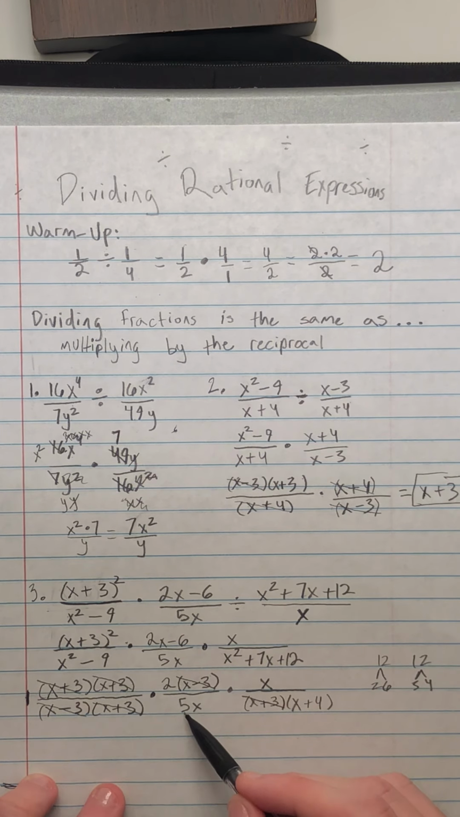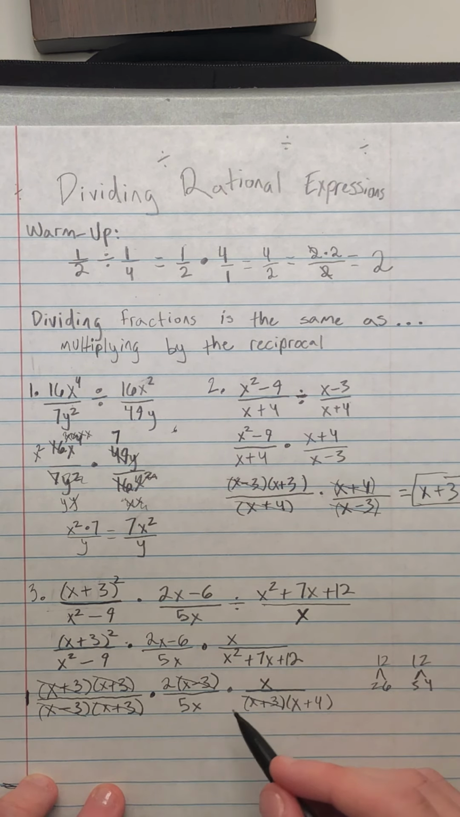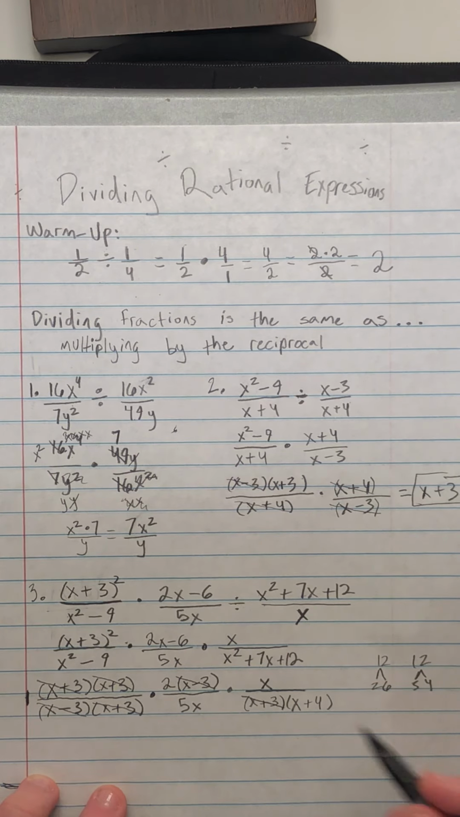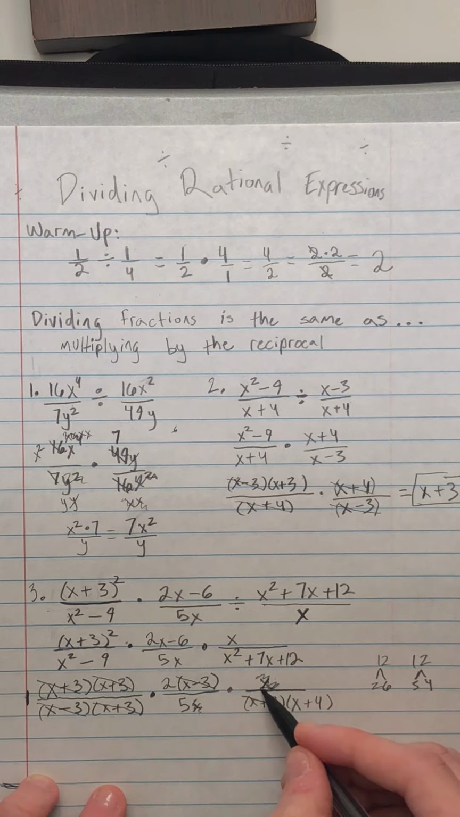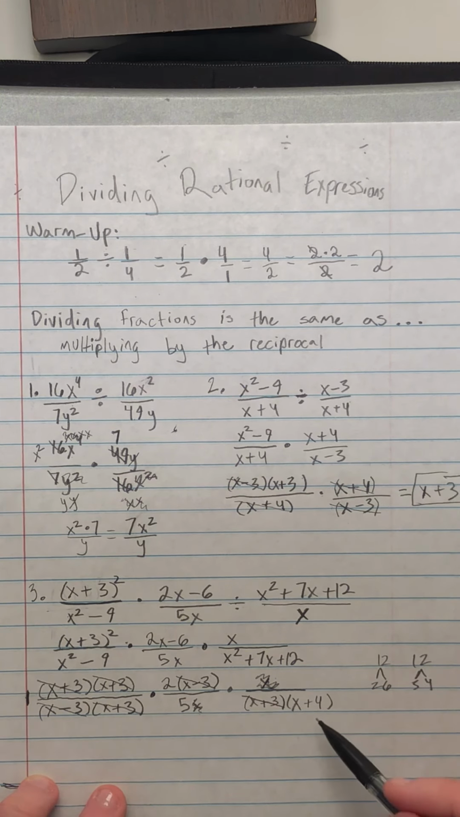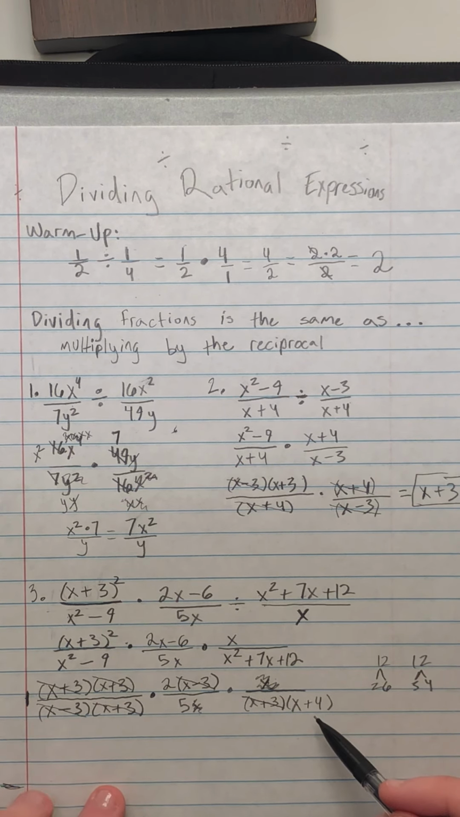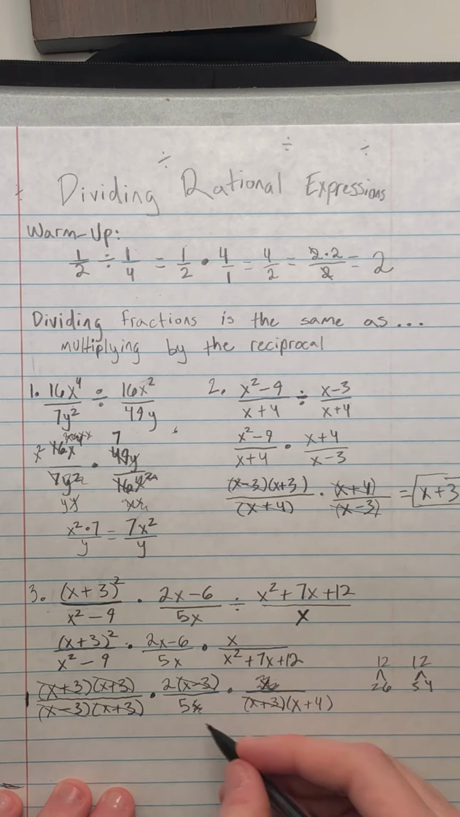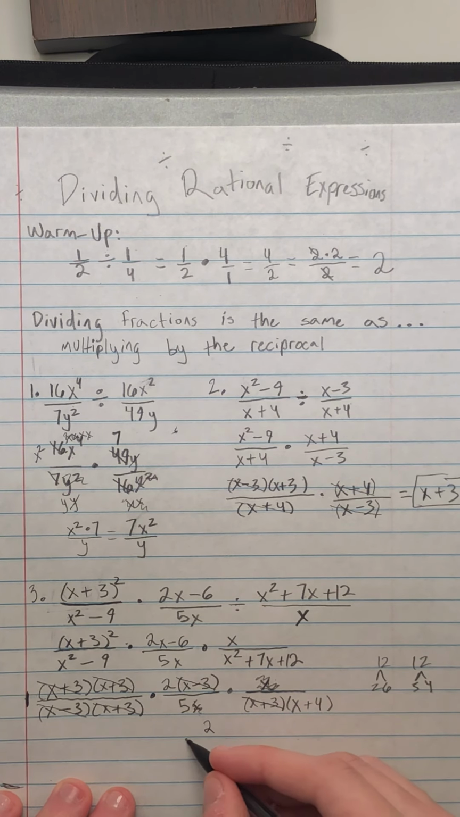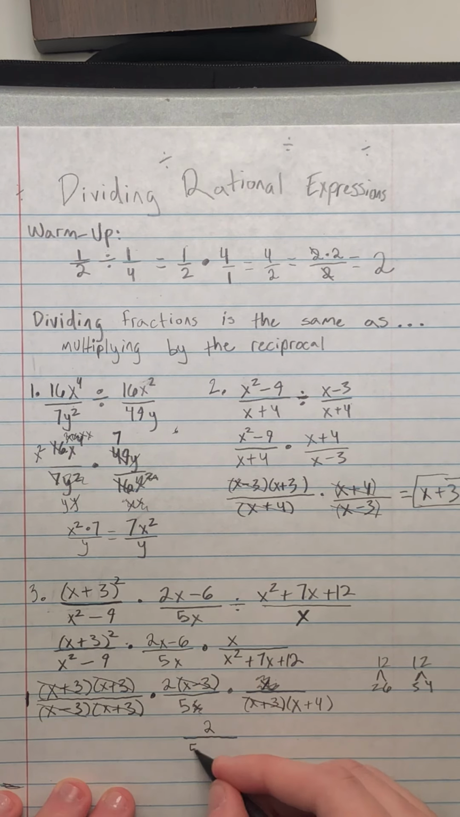Okay, how about 5? Can 5 go into anything? No. Okay, what about this single x? Is there a single x or a number times x on top? Yeah, I've got this x right here and this x on top. Okay, x plus 4. Is there an x plus 4 up top? I don't see one. So let's write what I think we have left is 2 over 5 times x plus 4.